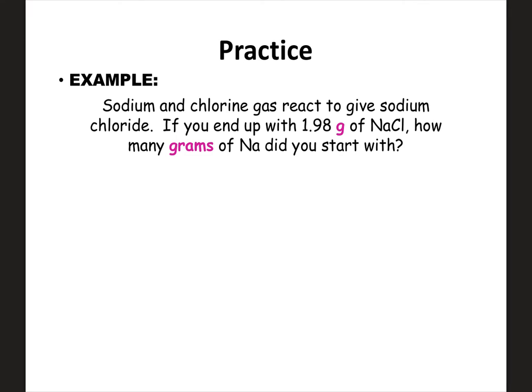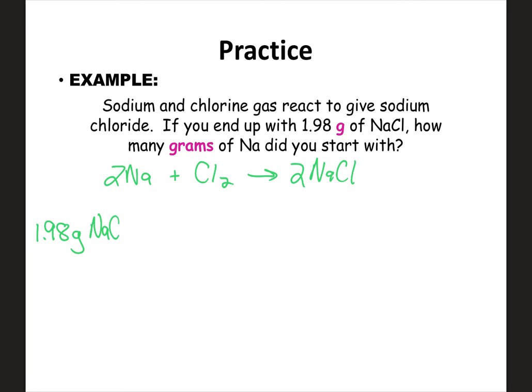You need to write the balanced equation here. So we have sodium, which is Na, chlorine gas, which is going to be Cl2 because it's diatomic, giving sodium chloride. Remember, NaCl, symbols, charges, crisscross. When you balance this, you have 2 Na and 2 of the NaCl. All right, start with what you're given, 1.98 grams here of the NaCl.